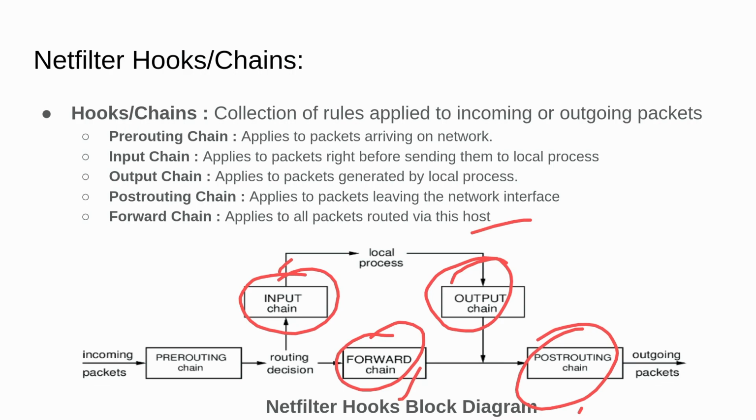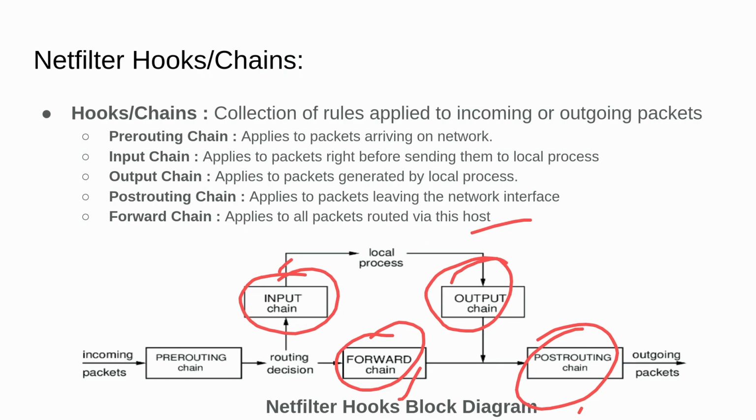The diagram may sound confusing, but can anyone give me an idea: what is the basic difference between the output and the post-routing chain? They sound similar, but there must be a difference. Can anyone relate? Just some general idea. Any questions?